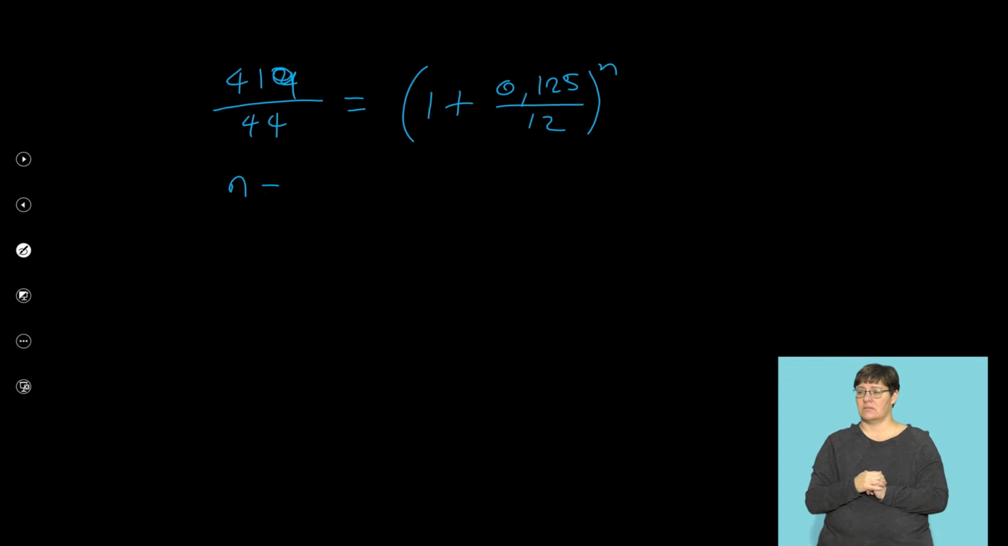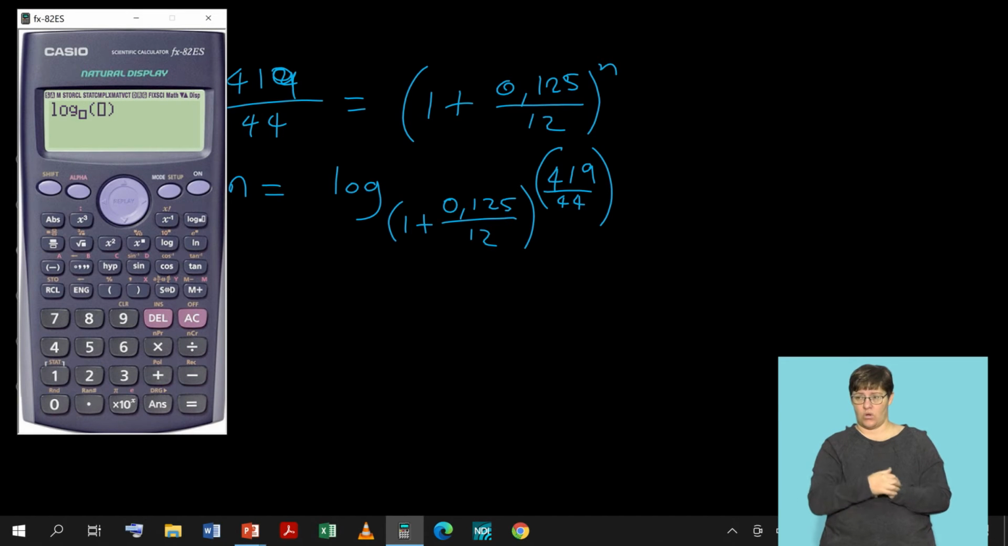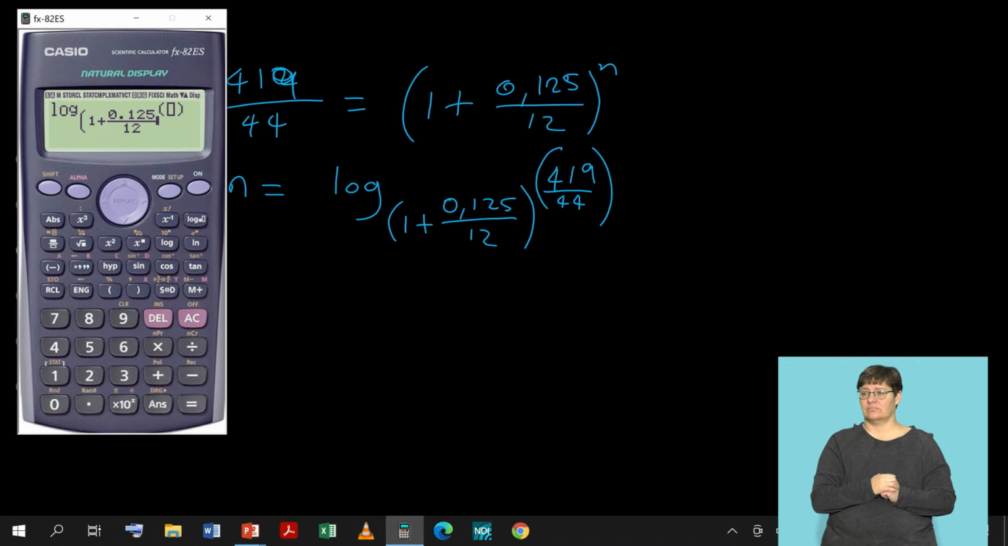If I introduce a log, n will be equal to log. My base here will be the 1 plus 0.125, divided by the 12, and because that is the base, this will be all to the number of 419 over 44, right? So that's how you introduce the log. And you can see I'm still trying not to round off my answers and write them as decimals, because it's really going to confuse the final answer. All over 12. Let me close this bracket. Then here I will have 419 over 44.